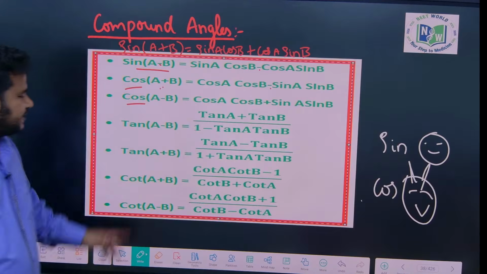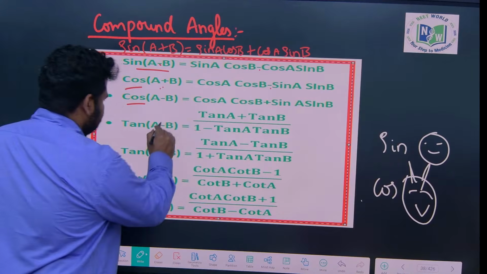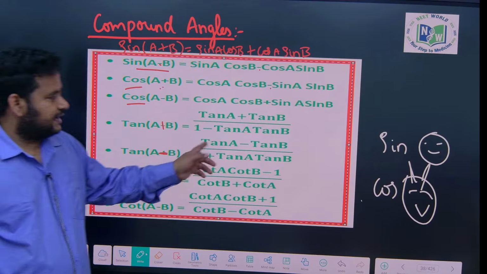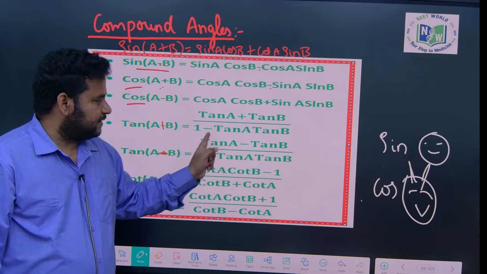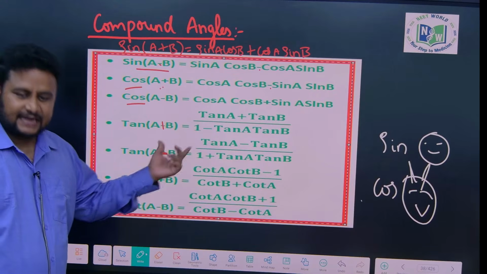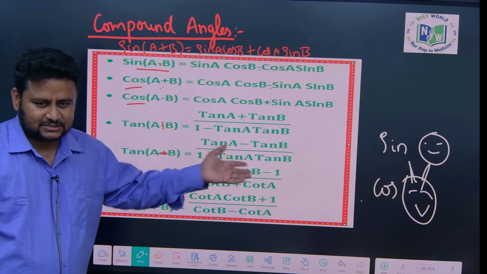Now let us talk about tan of A plus B. First, tan of A plus B. Here it is written ulta. Plus, this should be minus. Tan of A plus B is what? Tan A plus tan B by 1 minus tan A tan B. Now when it comes to tan of A minus B, tan A minus tan B by 1 plus tan A tan B.